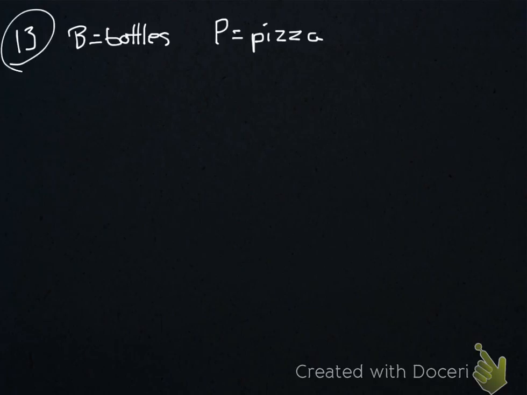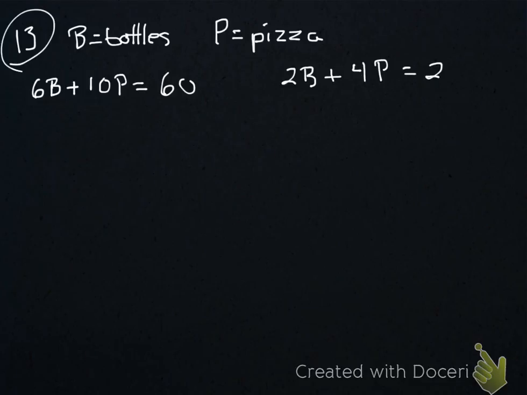Number 13. Reba's having a party. She got 6 bottles of Sprite and 10 pizzas for $60. Boom, there's an equation. Let's write it down. So we have 6 bottles plus 10 pizzas equals to 60. Later, she got 2 bottles plus 4 pizzas for 22.